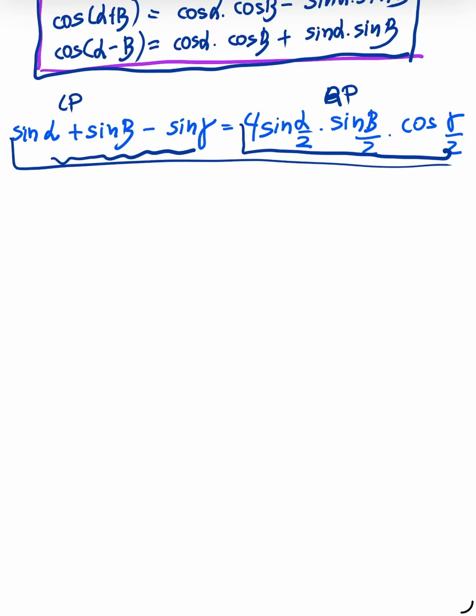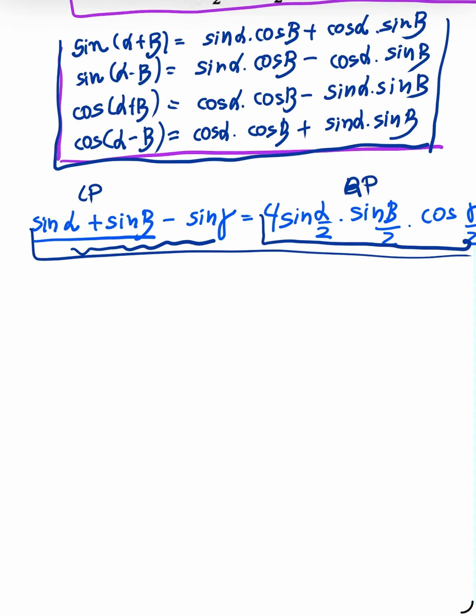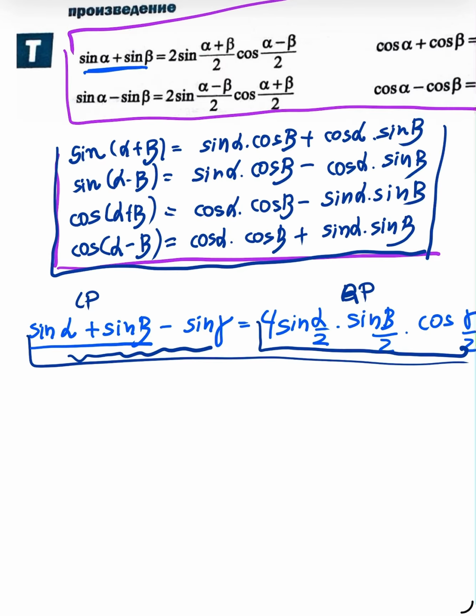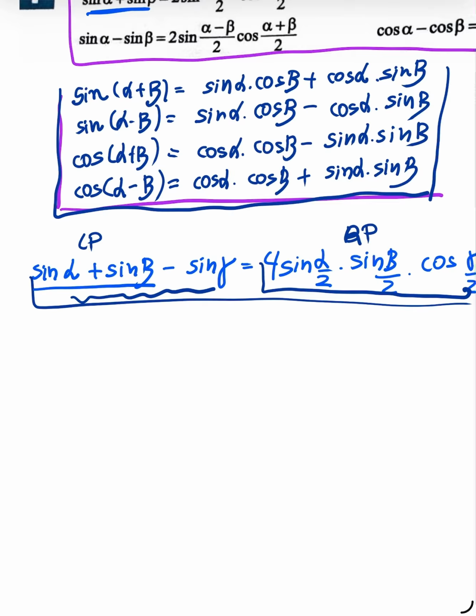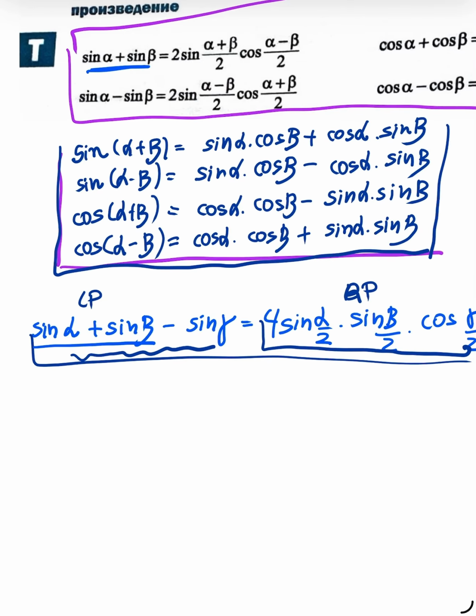What can we use here? From the first thing that we are seeing, we have sine alpha plus sine beta, and we have the formula up here. So we can directly substitute the values. Sine alpha plus sine beta is equal to 2 sine (alpha plus beta) divided by 2 times cosine (alpha minus beta) divided by 2. So that's what we are using. And now we have the next part, which is minus sine gamma.